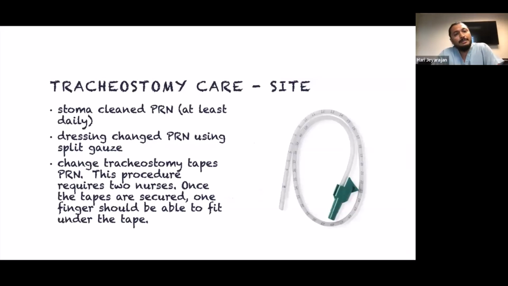Site care is important. Generally we say you want to at least clean the trach site once a day. I generally recommend evaluating it and caring for the site once a shift. The dressing should be changed as required. It really depends a lot on how heavy the secretion burden is, which is obviously going to be higher in an acute trach and higher in someone that's got pneumonia.